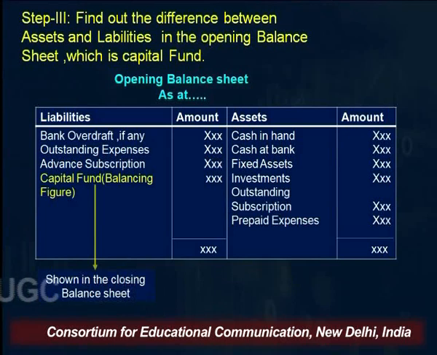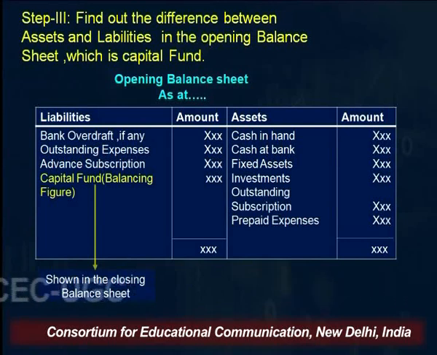By putting all assets and liabilities, we can find out the capital fund, which is calculated as total assets minus liabilities. For example, here in this opening balance sheet the liabilities given are bank overdraft, outstanding expenses and advance subscription. If we deduct these total liabilities from the total assets, we will be able to calculate the capital fund.